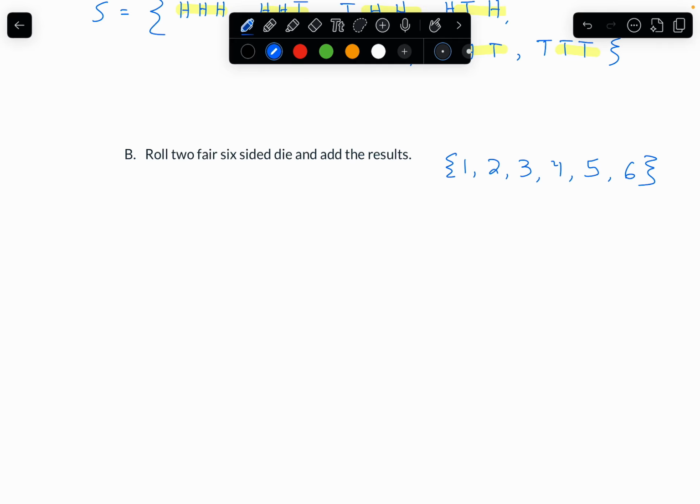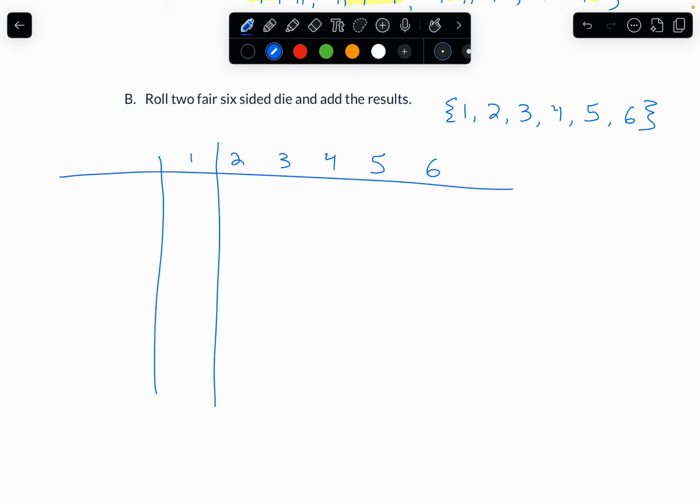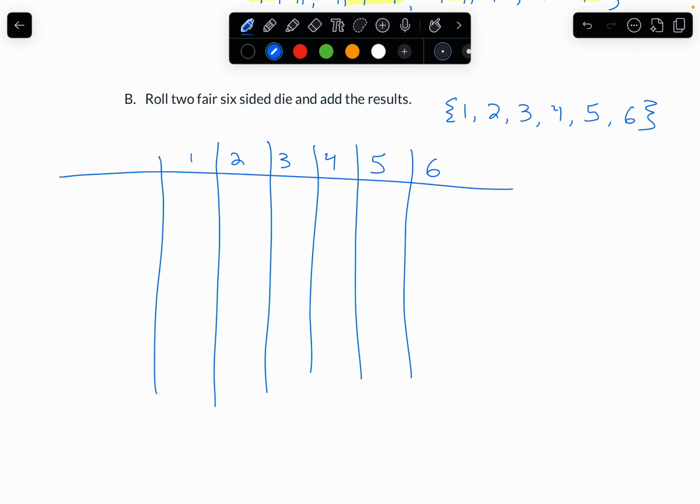So how about I list the first die roll? I'm going to create a little table right here. For the first die roll, I'm going to list the outcomes going across the top, and we said that was either 1 or 2 or 3 or 4 or 5 or 6. I'm going to make a little table, again, to help me organize my thoughts. And then for the second die roll, I'm going to list these over here.